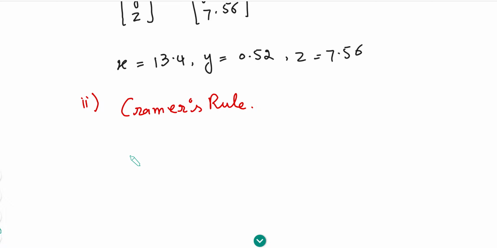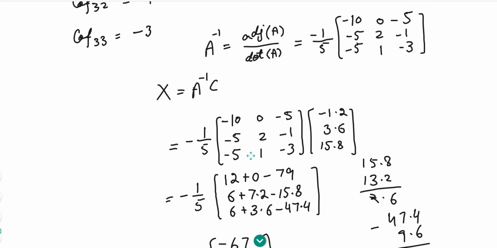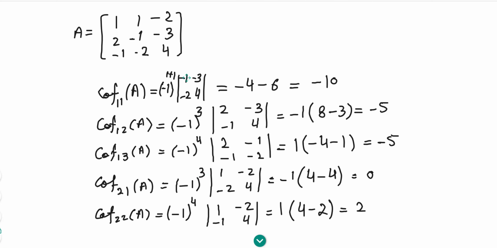So let's remind ourselves what delta naught was. Delta naught was the determinant of A, the determinant of our matrix A. That was equal to -5, if you remember. So then what is A? A is already given over here in the beginning. Over here I rewrote it.